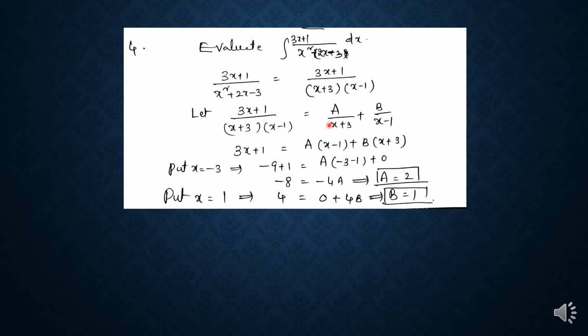Now this time put x is equal to 1 to get the value of b. So put x is equal to 1, that becomes 3 plus 1 is equal to 4, is equal to 0 plus 4b, that is b is equal to 1. So we got a is equal to 2 and b is equal to 1. Now substituting these values in the given integrand, we will get the result.